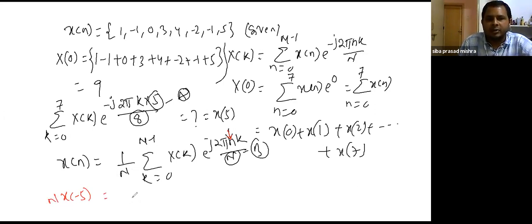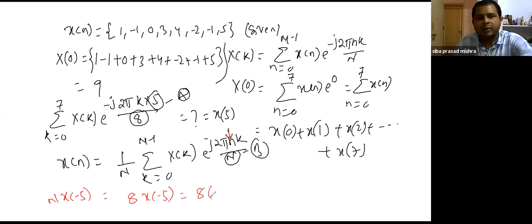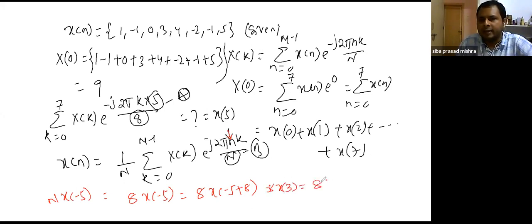Okay, that is equal to N, which is 8, times x of minus 5. And you all know it is periodic with period of capital N. Yes or not? So what will I do? X of minus 5 equals x of minus 5 plus 8, that is x of 3. X of 3 means 0, 1, 2, 3, so it is 3. The answer is 24. Answer is 24.